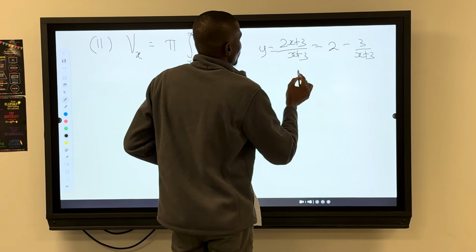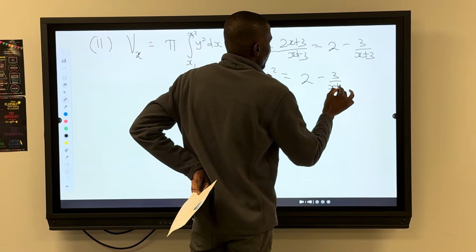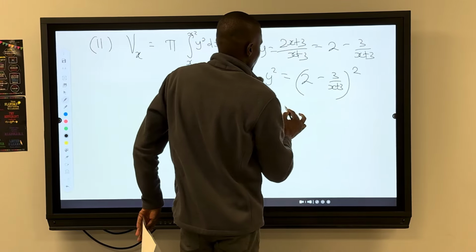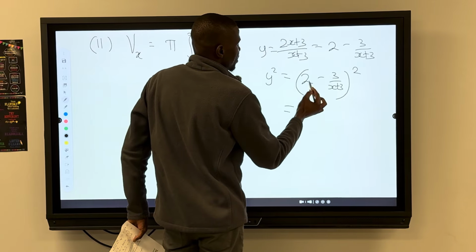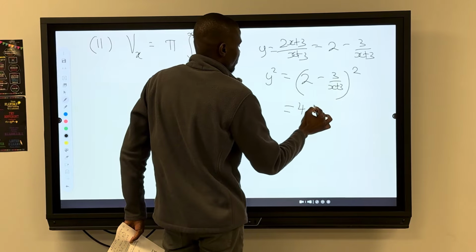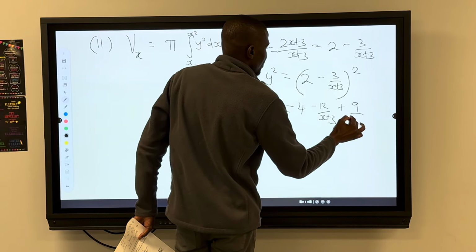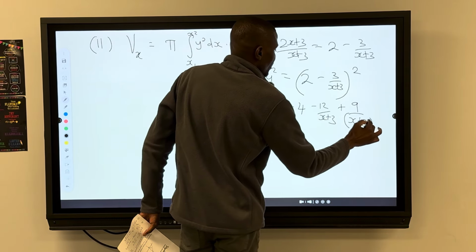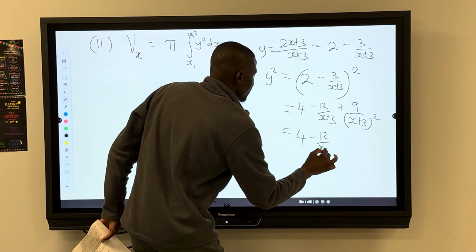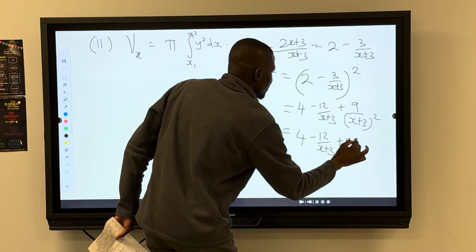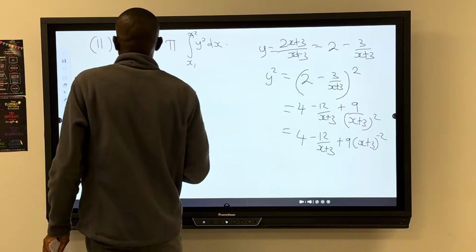So if we find y squared, it's going to be (2 minus 3 over x plus 3) squared. So it's first term squared, that's 4, plus 2 times first and last, so 2 times 2, 4 times that, minus 12 over x plus 3, plus last term squared, right? So it is the same as saying 4 minus 12 over x plus 3 plus 9 (x plus 3) to the negative 2. So this is what I'm going to integrate.